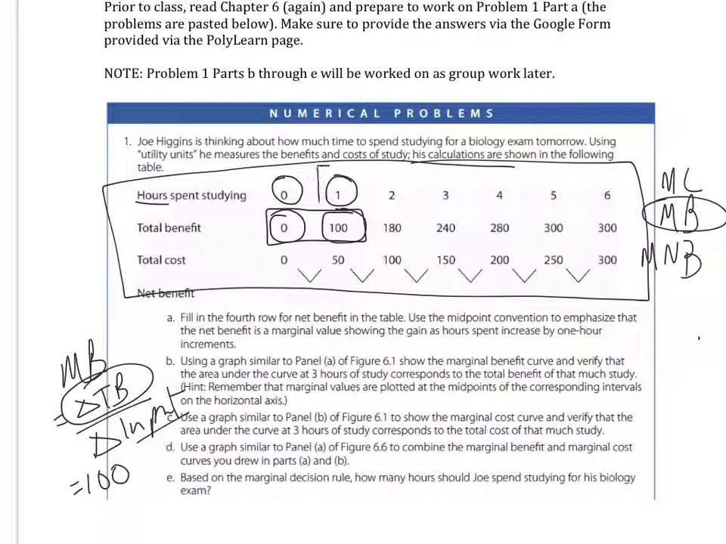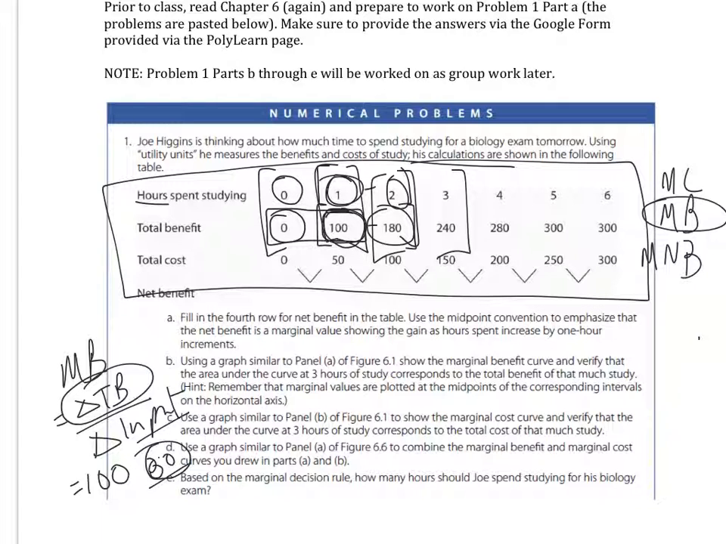If we're going from 1 hour to 2 hours of studying, again, we're just looking at the change in total benefits. The change in total benefit would be 180 minus 100, which is 80, divided by 2 hours minus 1 hour, which is 1. So our new marginal benefit is 80, and so on and so forth. You're going 0 to 1, 1 to 2, 2 to 3, etc. And that's all the marginal benefit is.